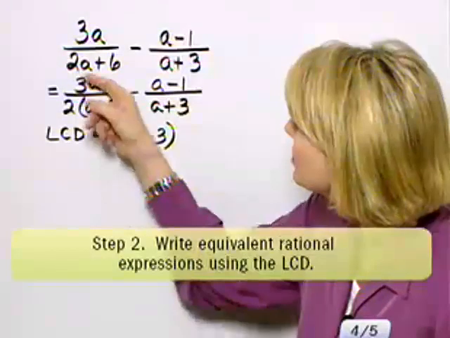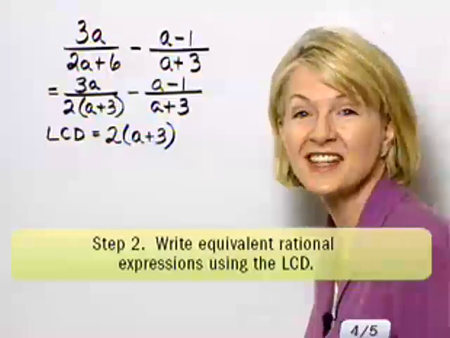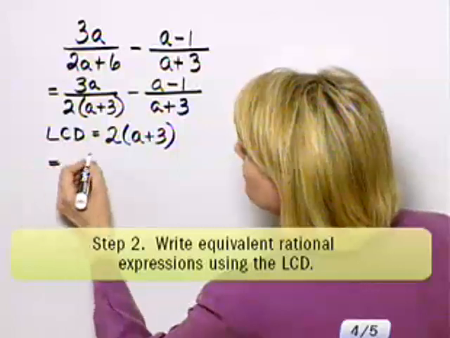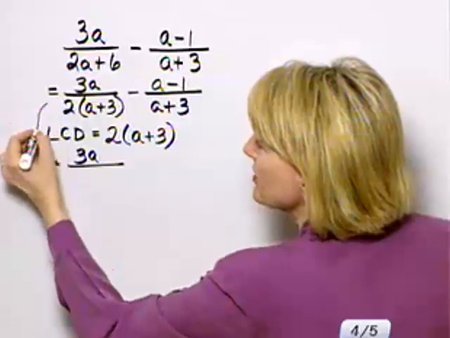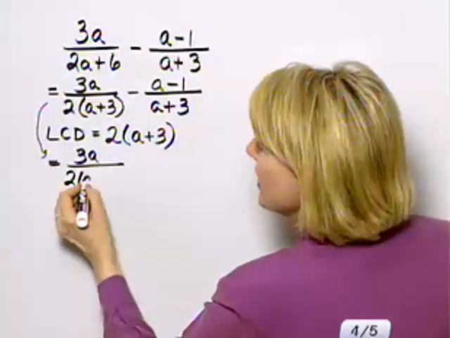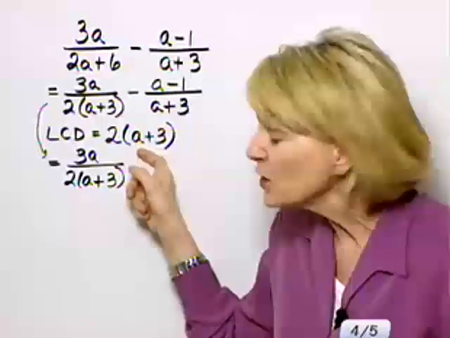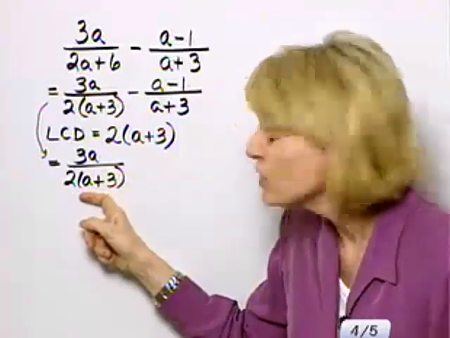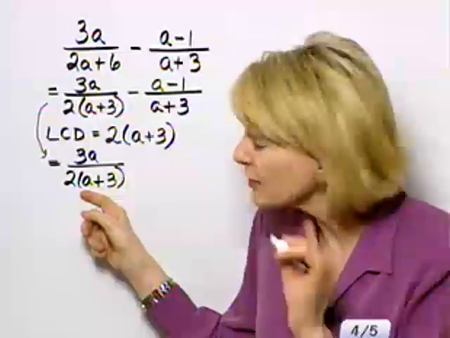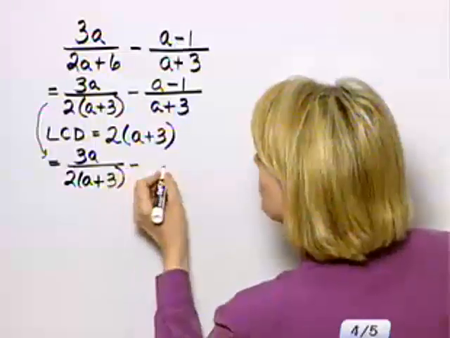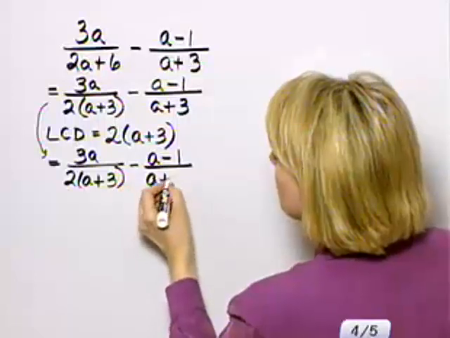Next, we write each fraction as an equivalent fraction with this as the denominator. So that's step 2. Let me rewrite the first rational expression down. That's this rational expression. And then just compare this denominator with the LCD. Notice these are the same, so it just so happens that the first denominator is the least common denominator. I can then move on to the second rational expression.